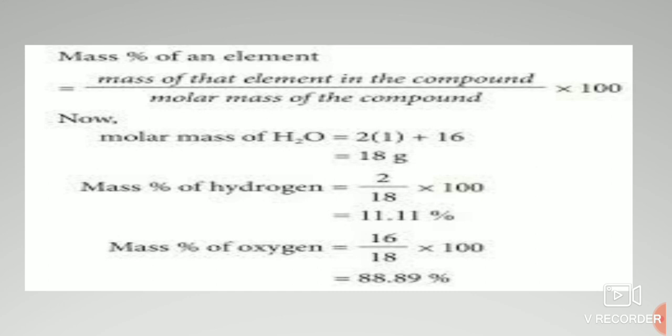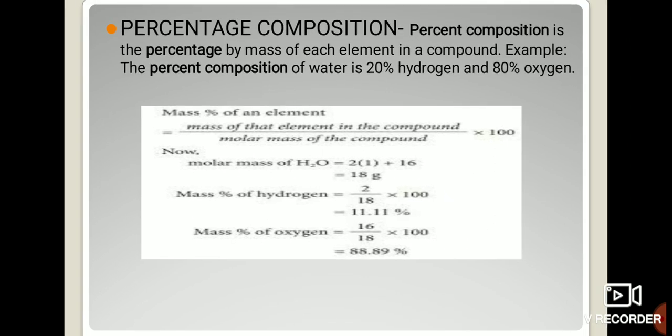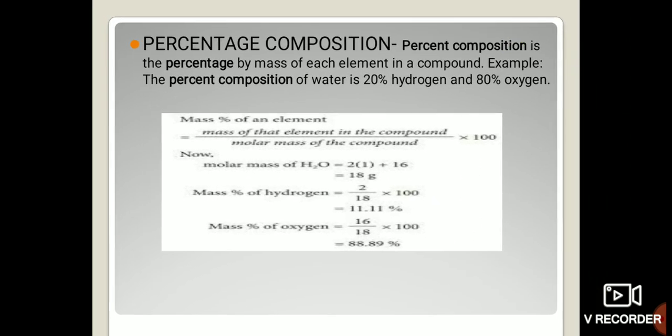So this is how we can calculate the mass percentage of any element present in any compound. I will give you homework: find the mass percentage of iron and oxygen in ferric oxide. Let us see if you can find it. So this is how we solve problems on the mole concept and percentage composition.